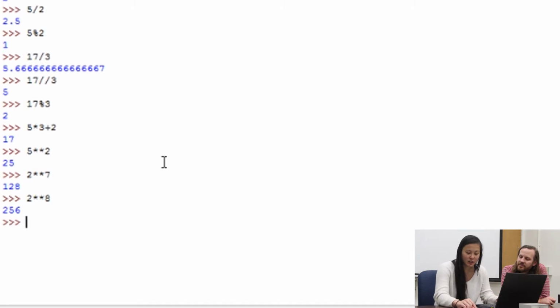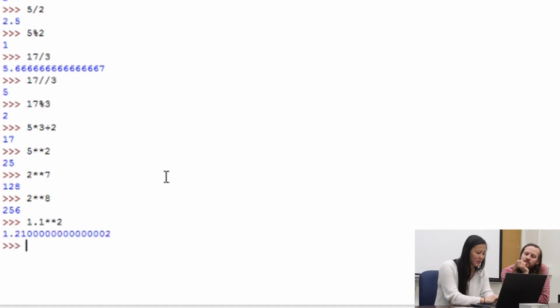And then one other note about our powers is when we do decimals. So let's say we do 1.1 to the power of 2. That should give us 1.21. But for some reason, this is what we get. And the reasoning behind that is numbers can't be computed quite exactly through Python because it does its best to get close enough, especially with the float.